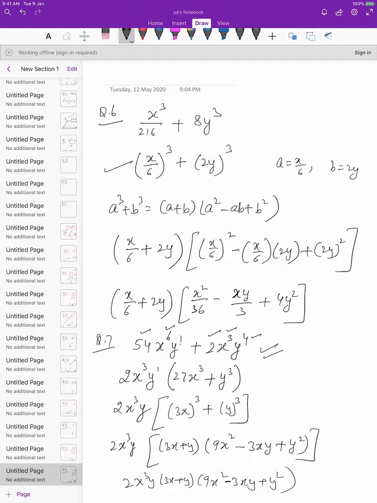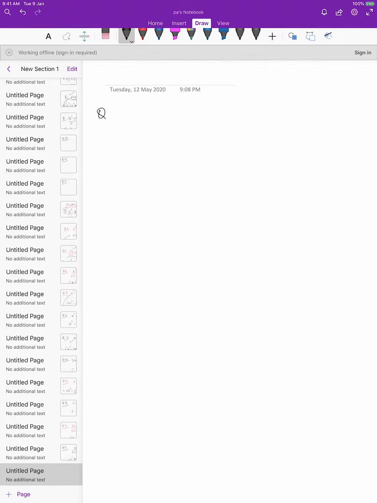Now one more part we'll see. Question number 8. Suppose it is x cube y cube plus 1. Again it resembles a cube plus b cube because x cube y cube can be written as xy whole cube and 1 can always be written as the cube or the square or any power of the number 1. So here it is a cube plus b cube. What is your a in this case? xy, and b will be 1.